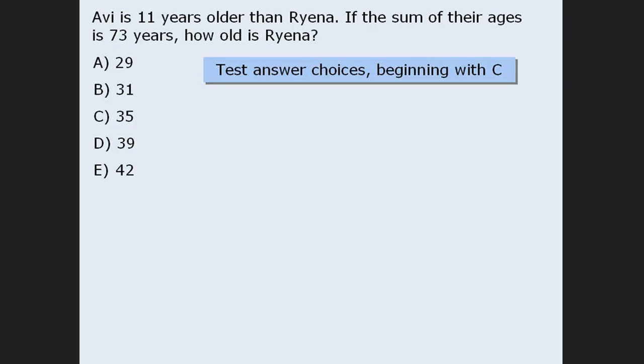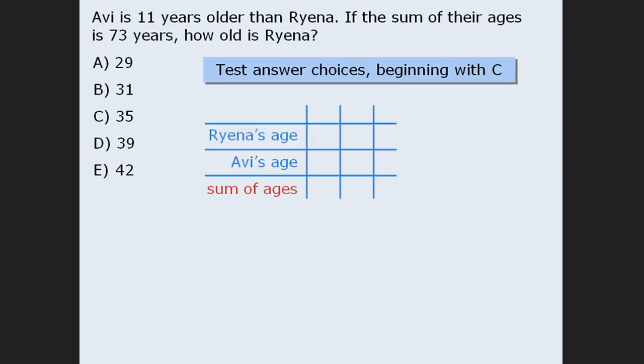Well, you will find that the answer choices on the GRE are listed in either ascending or descending order. So if you test answer choice C and it does not yield the correct answer, you can sometimes eliminate other answer choices that are either less than or greater than C. Here's what I mean.